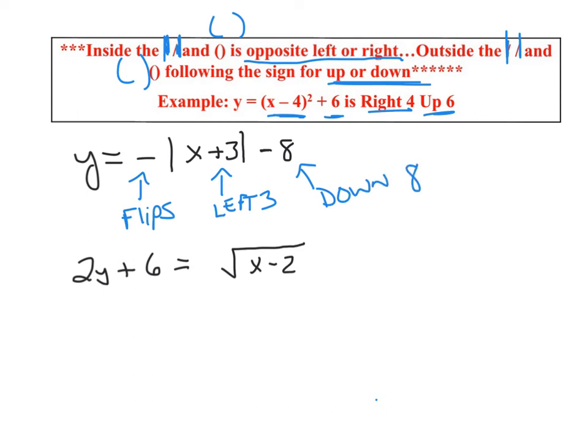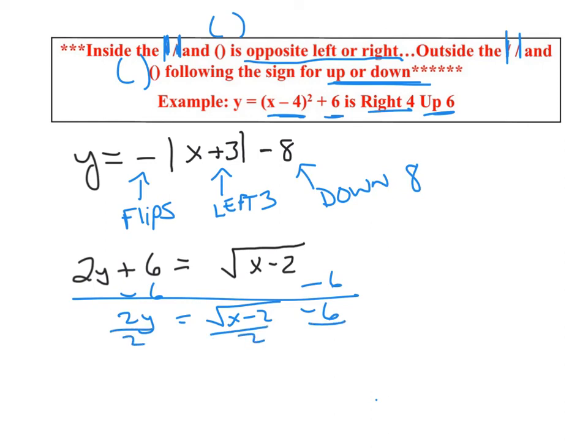On this one here, the second one, I tricked you a little bit. You got to do a little bit of work, so don't get all panicky if they ask you this stuff. First thing we're going to do is move the 6 to the right side. I now have 2y is equal to square root of x minus 2 and a minus 6. And then what do you have to do? Divide by 2. Divide by 2, divide by 2. So this one turns out to be, now remember there's an unwritten 1 in front of this, so this is really a 1/2 times the square root of x minus 2, and then minus 3.